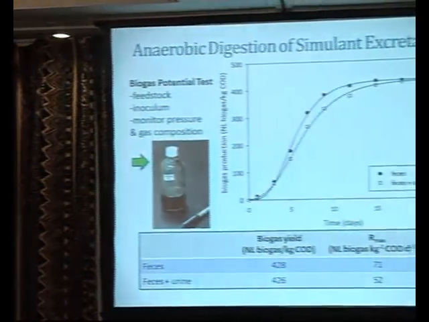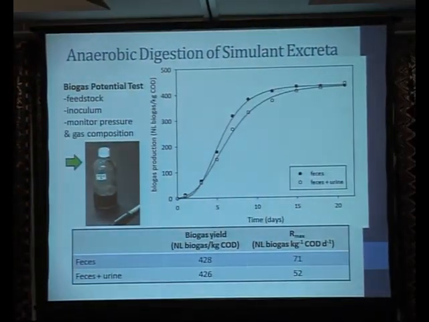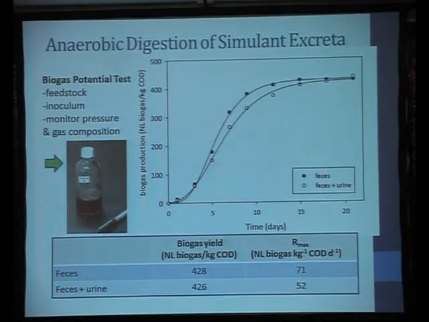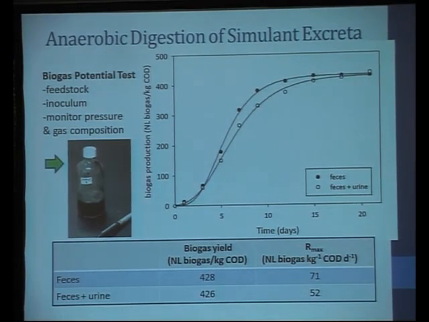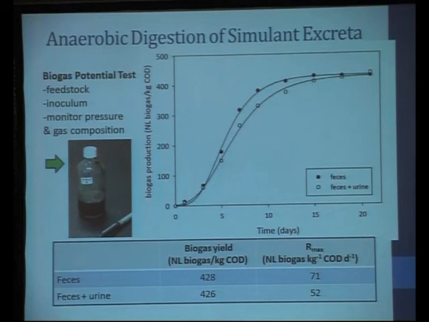We can produce roughly 400 normal liters, NL for normal standard conditions, per kilogram of COD. And you can see some slight difference between feces alone and feces with urine. And that's something I'll come back to, the effect of urine, in particular, the effect of nitrogen. Those are good values. Those are values that are normally obtained by sewage treatment plants. So we conclude from that our simulant is a good surrogate for working in the lab. We can take the slope of this curve and derive a rate that's useful for reactor design.